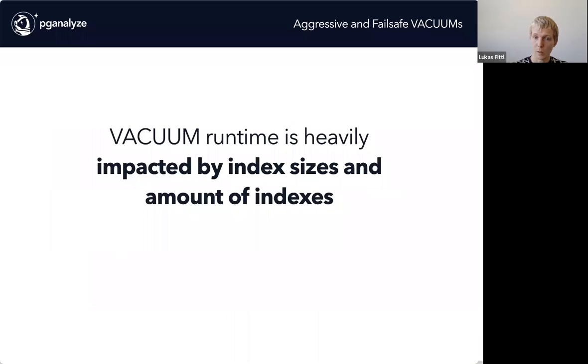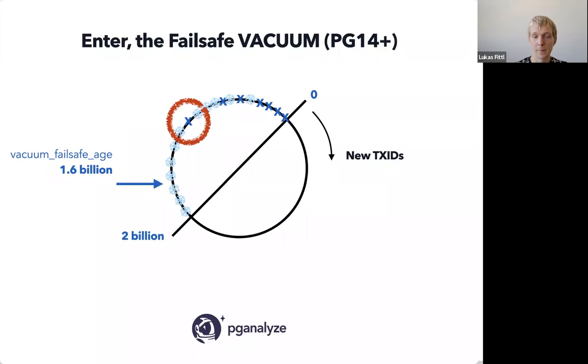Now, vacuum runtime is also heavily impacted by index sizes and the number of indexes, because vacuum does a lot of index cleanup work, which we won't talk much about today, just in the interest of time. But vacuum runtime can be very long for a table with a lot of indexes. And so what Postgres 14 introduced is a pretty amazing concept called a failsafe vacuum. This should hopefully prevent a lot of people from ever seeing transaction wraparound warnings or issues on a database. A failsafe vacuum will trigger at 1.6 billion transaction IDs by default.